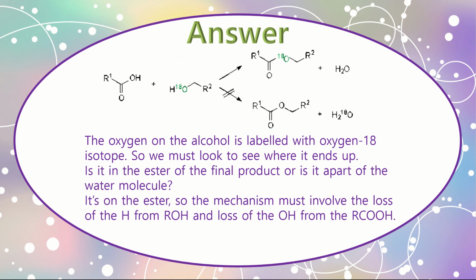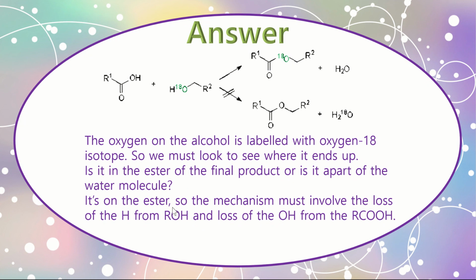Well, if you wrote that the oxygen on the alcohol is labeled with the oxygen-18 isotope, right here, we must look to see where it ends up. Is it in the ester of the final product, or is it a part of the water molecule? So is it here on the ester, or is it on the water molecule? So as we can see, this reaction didn't happen. So what happened was the upper reaction, which is here.